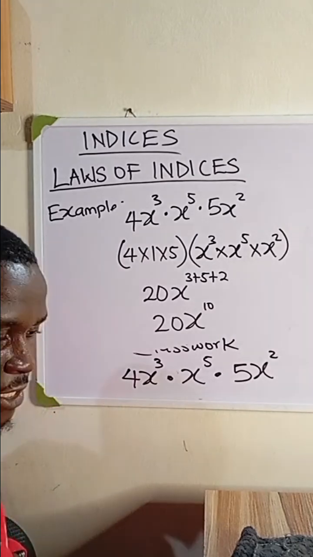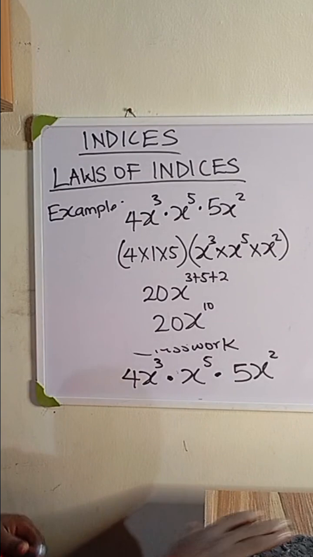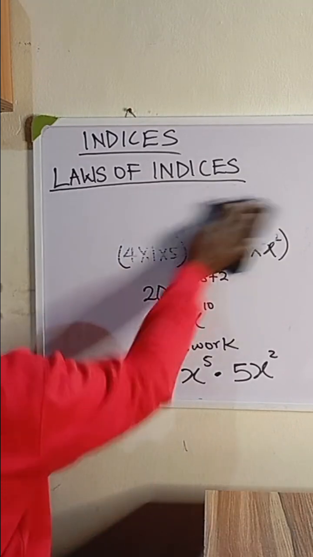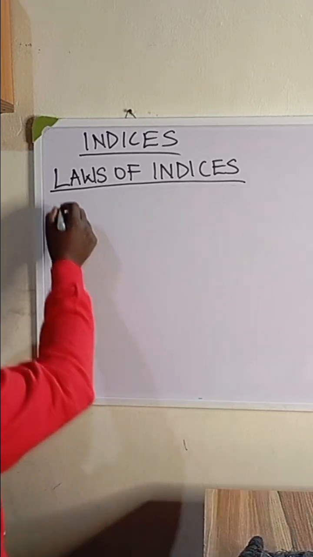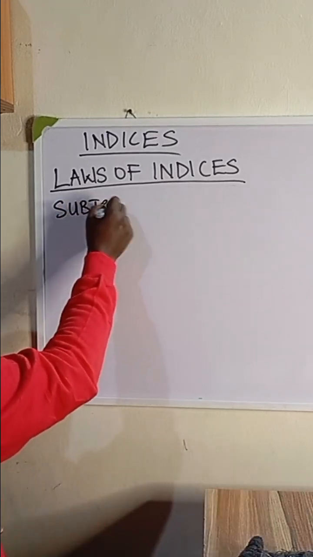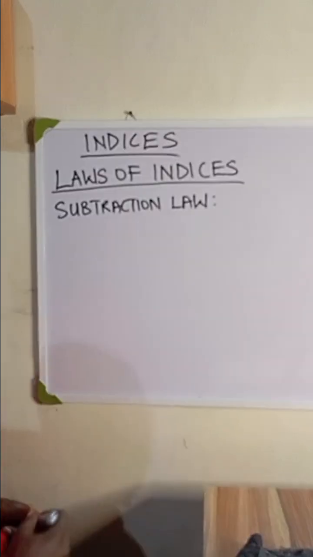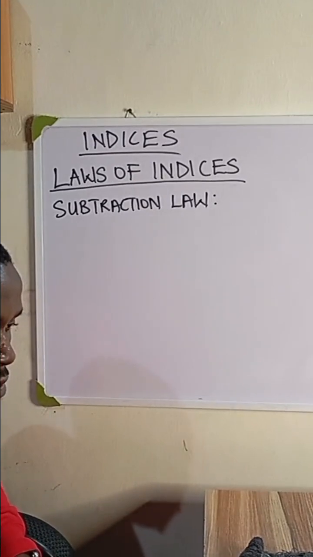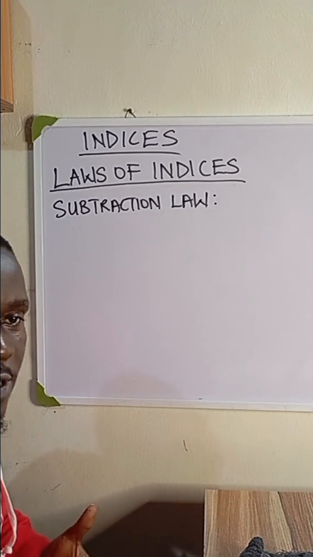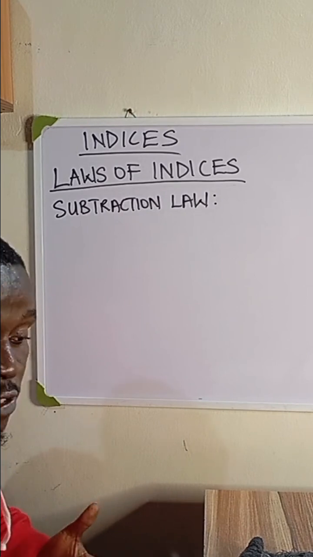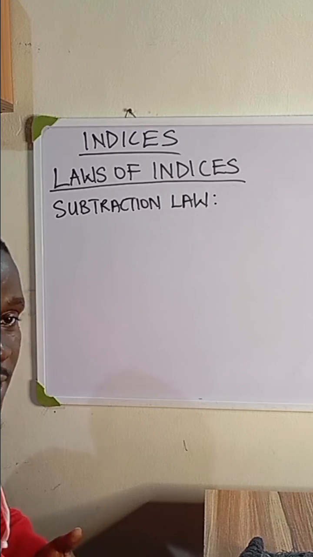Well done. Okay, so let's look at subtraction law. We've seen addition law. Let's look at subtraction law. We've seen how to solve questions on indices when it involves multiplication of the bases. In that situation we are going to add the exponents.